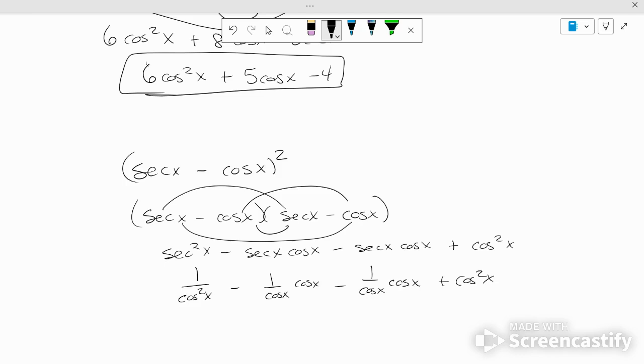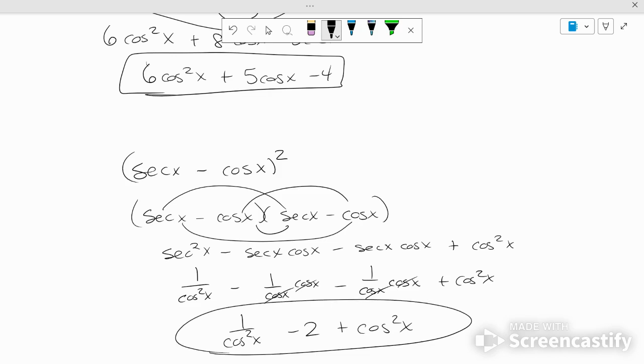Is there anything I can do to this to make it more simplified? Cancel my cosines here and here and here and here. When I cancel those, what does this middle become? 0 because I canceled it? No, it becomes 1. So it's negative 1, negative 1. So I have 1 over cosine squared of x minus 2 plus cosine squared of x. That's how I'd leave it.